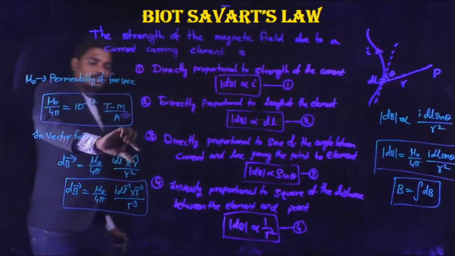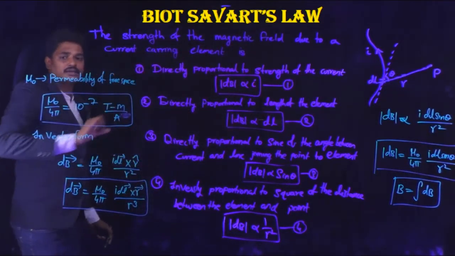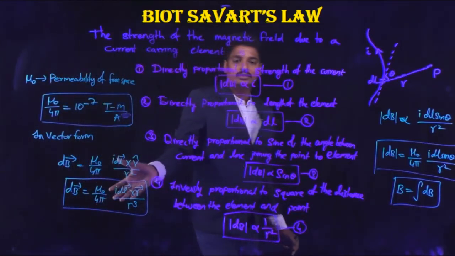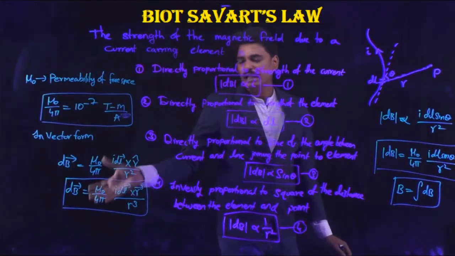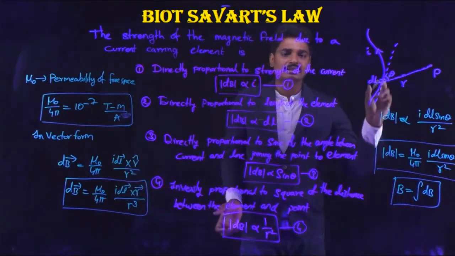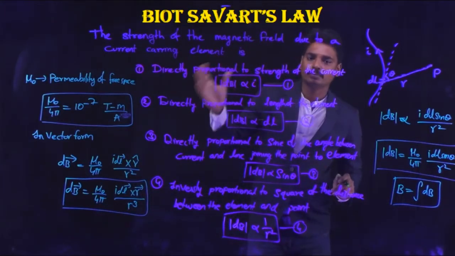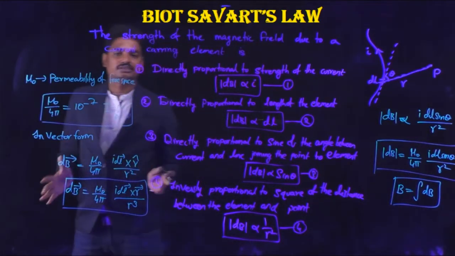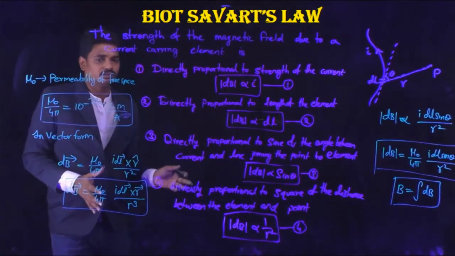Here r cap is just a unit vector, whereas r bar is a position vector. So this is the vector form we need to use to calculate the magnetic field due to a current carrying element according to Biot-Savart's law. This is the expression for Biot-Savart's law, a simple expression.